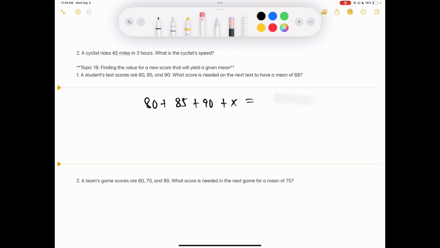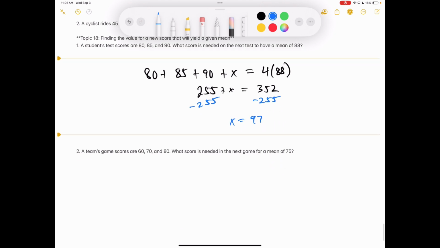This isn't going to work because what I have to do is 4 times 88 because I have 4 tests. Does that make sense? I get 4 times because I have 4 tests. So 80 plus 85 plus 90, and then 4 times 88. I'll try to do the next one a different way. So I subtract 255. And I need 97, okay? So that's kind of the algebraic way.